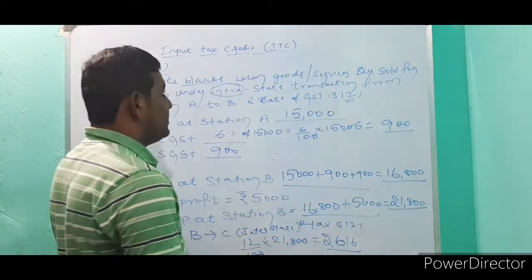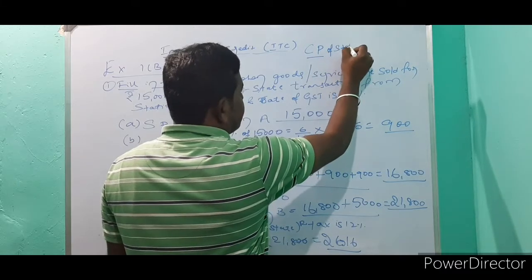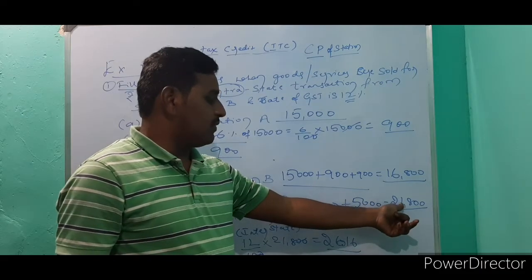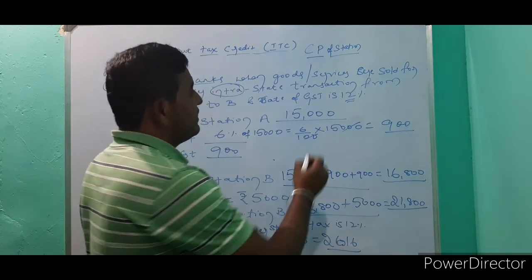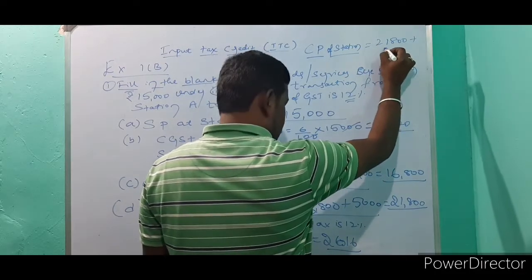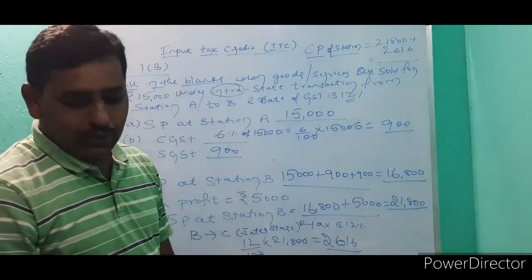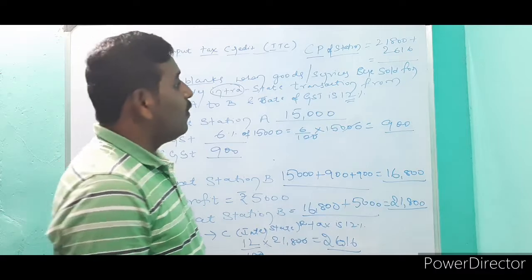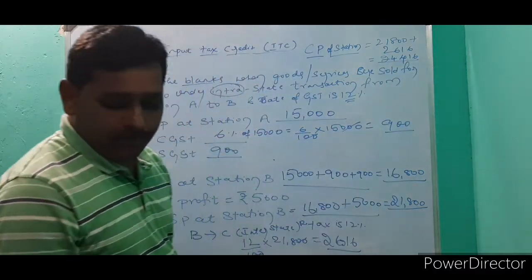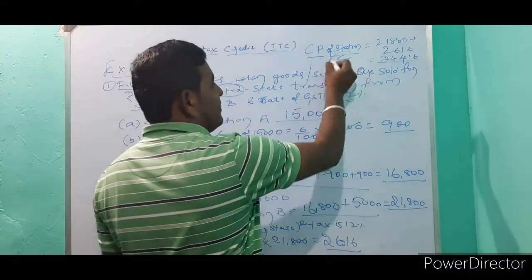Now, what is the cost price of station C? Goods are sold at the profit-added total of 21,800. Add this GST: 21,800 plus 2,616 is equal to, if you add these two, you will get 24,416. 24,416 is the cost price of station C.